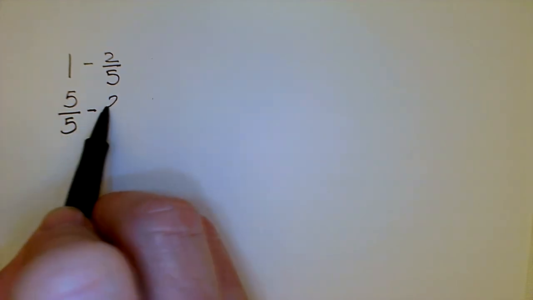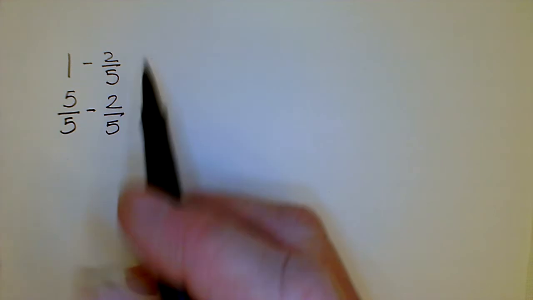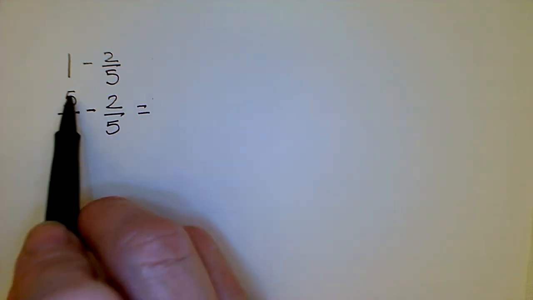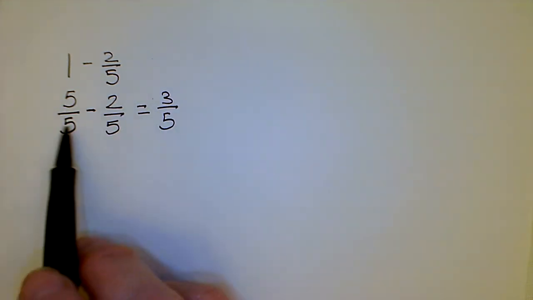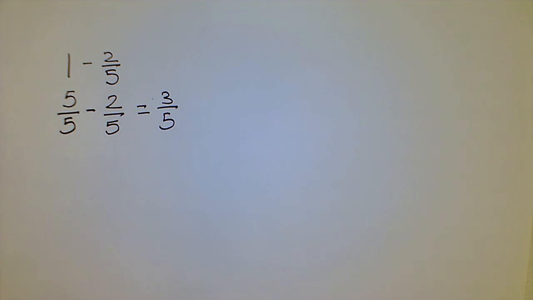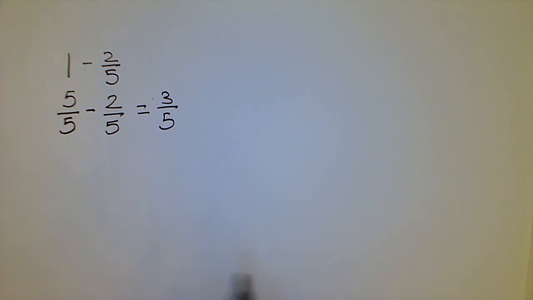So now I can say 5/5 minus 2/5. And what do we get? Well, 5 minus 2 is 3/5. So again, this is like a label. It's telling us how big those pieces are. Could we model this? Well, let's first do this again on a number line.